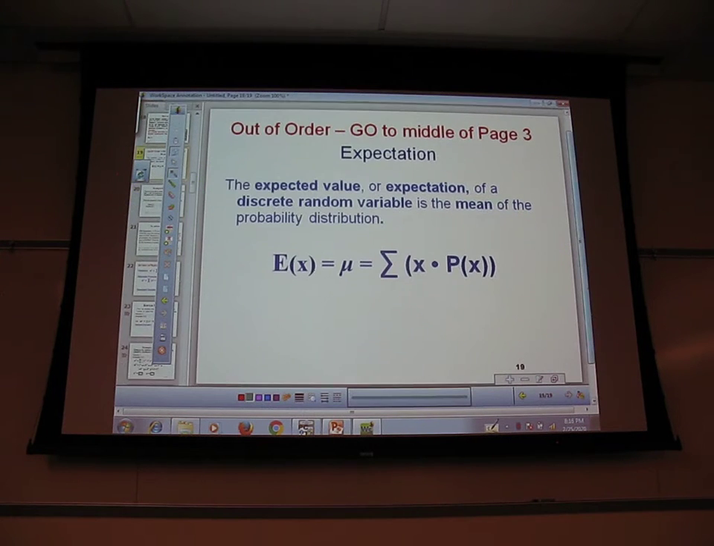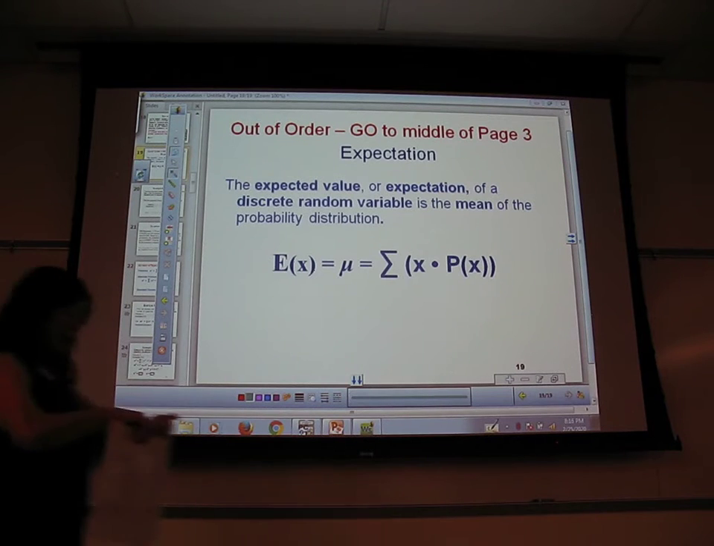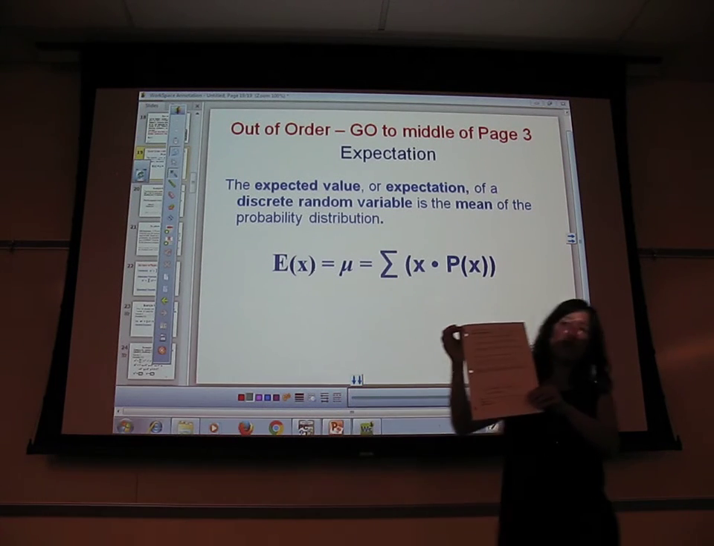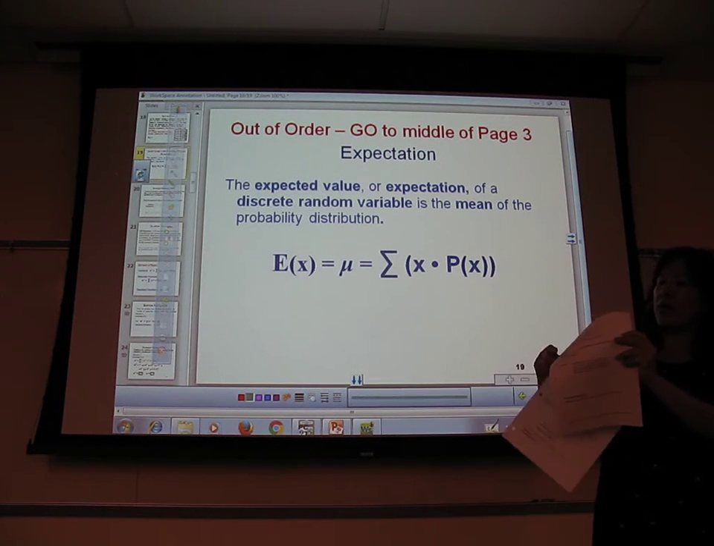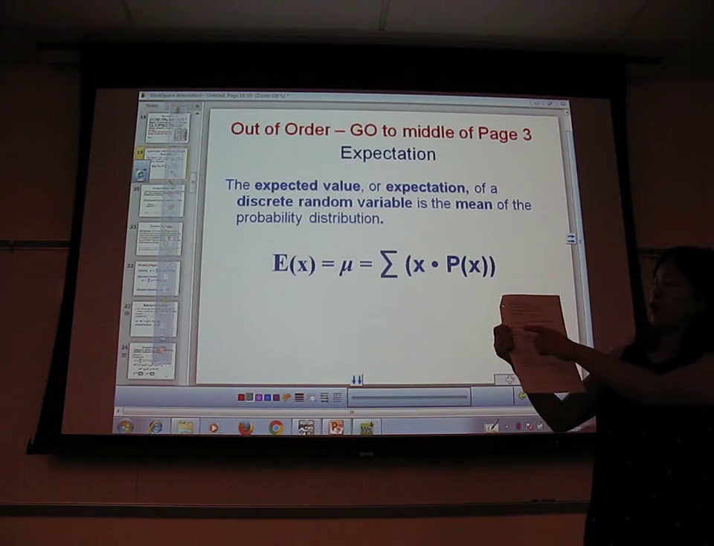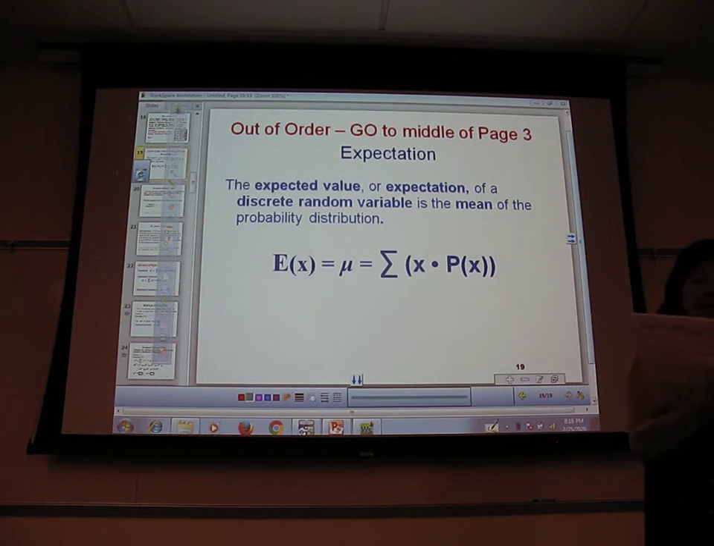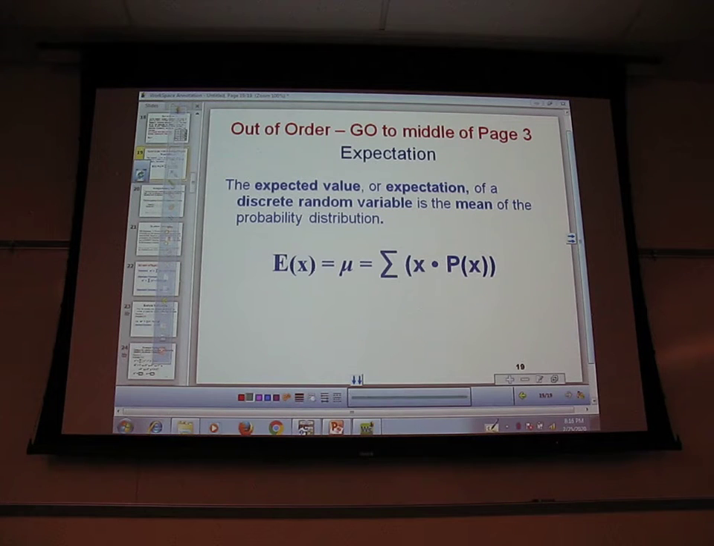Okay. Now, chapter 5 notes. You guys have your chapter 5 notes out? Turn to page 3. We're going to skip ahead a little bit. We're going to come back. We're going to jump around a little bit. So towards the top, the blank or expectation of a discrete random variable is the blank of the probability distribution. Fill those blanks in from those words up there on the screen. Fill that in. Chapter 5 notes. Page 3.